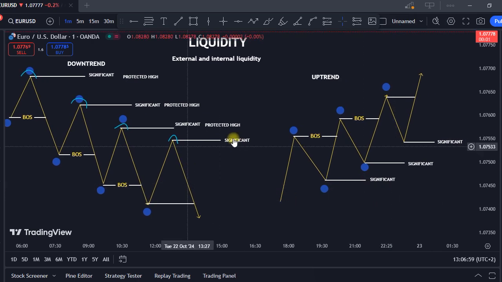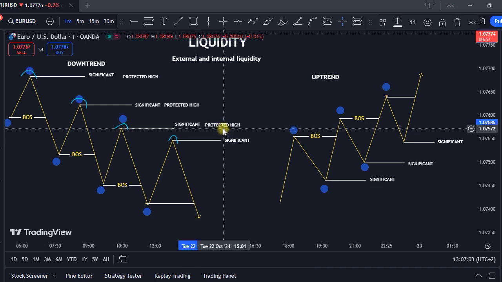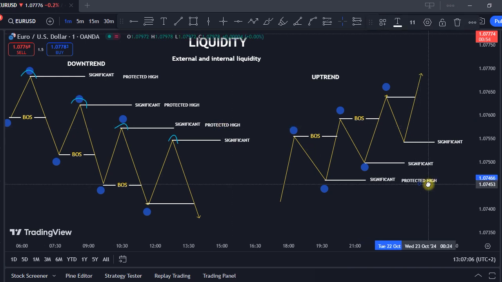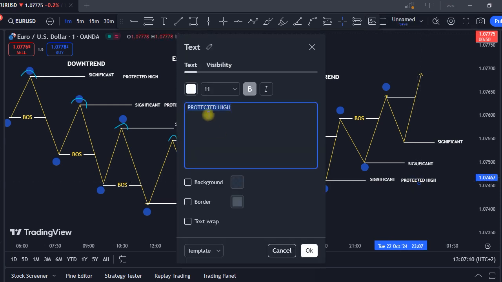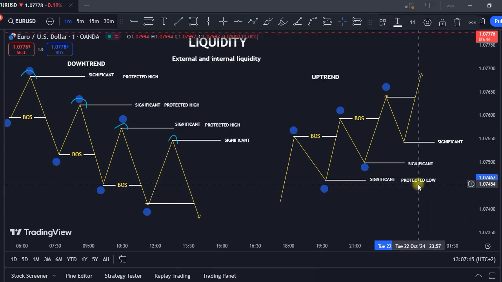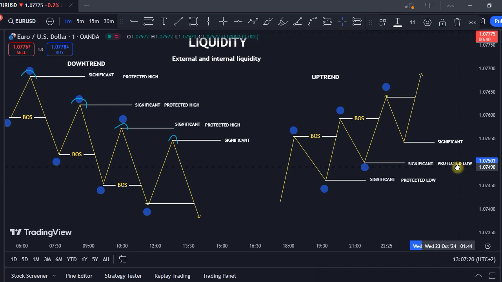Now let's talk about our protected lows. This one is going to be protected, this one is going to be protected, but this time it's not a low, it's a high. It's not a high, actually it's a low. So this is going to be our protected low, and this one over here is going to be our protected low.